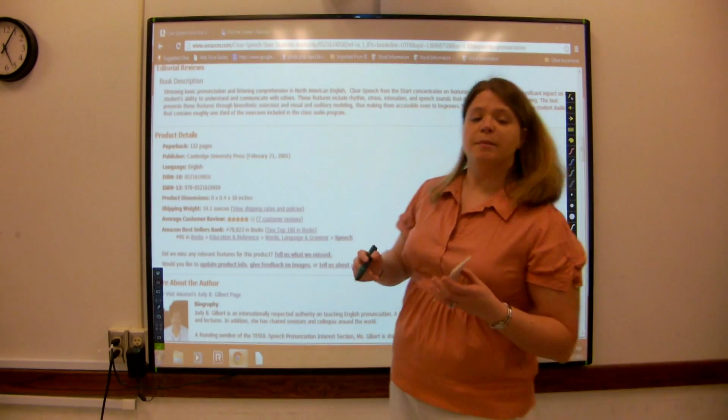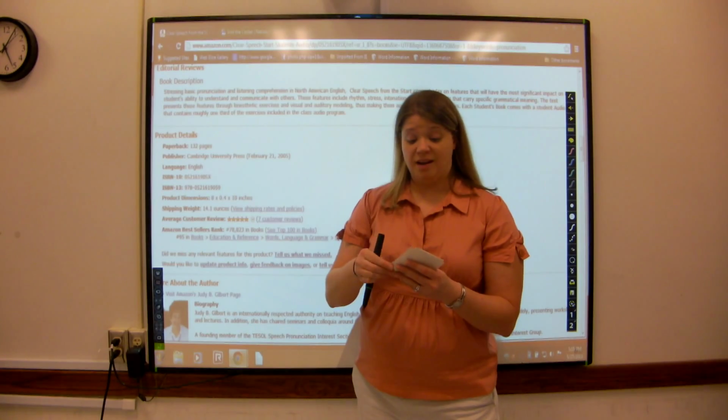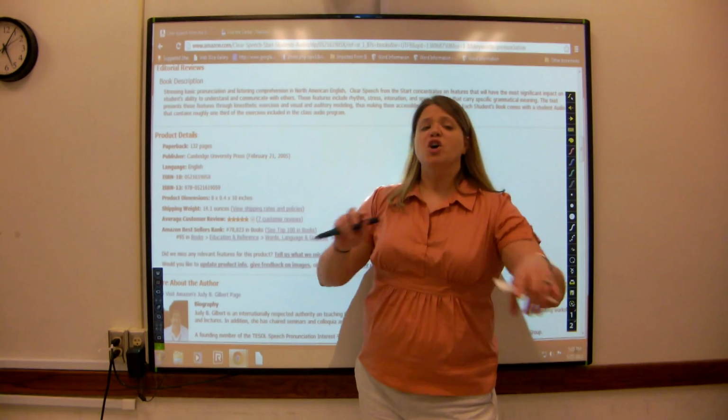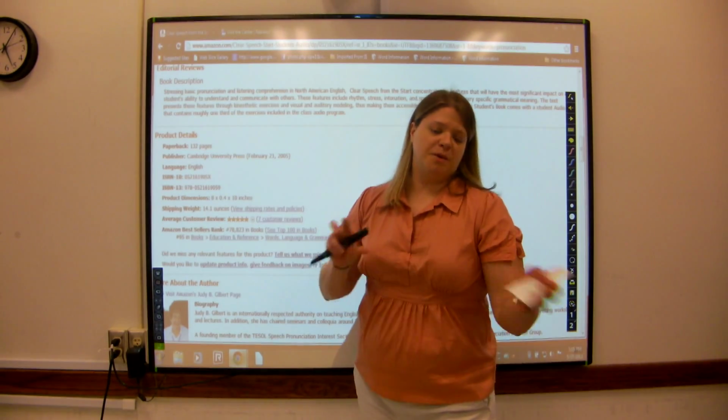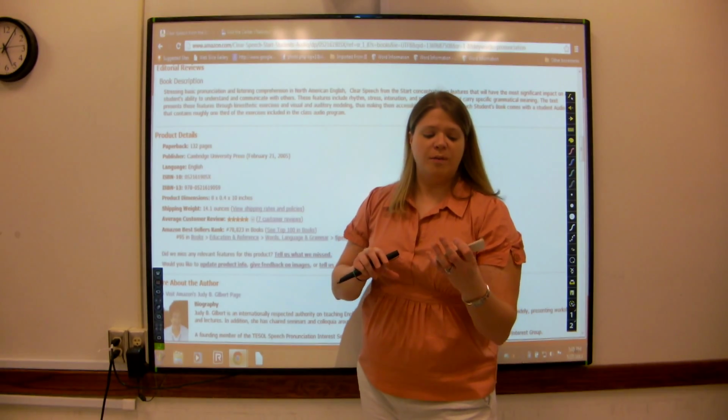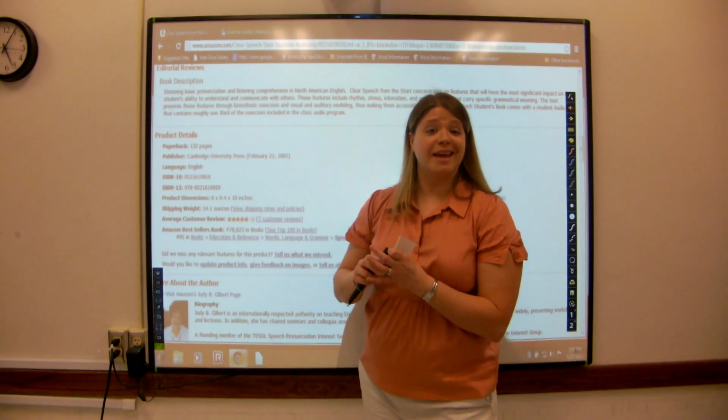So this is just one example of how we use skimming and scanning together. Now, we already practiced skimming a little bit when we talked about previewing. So when we get together again, we'll focus on scanning skills.